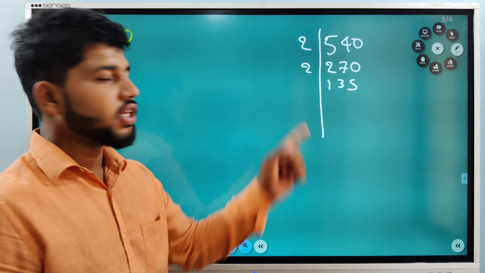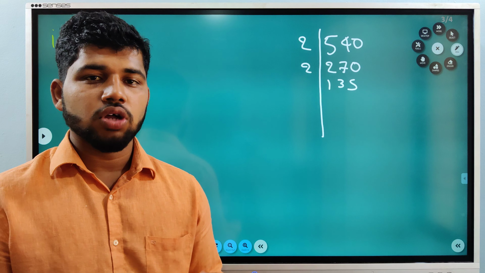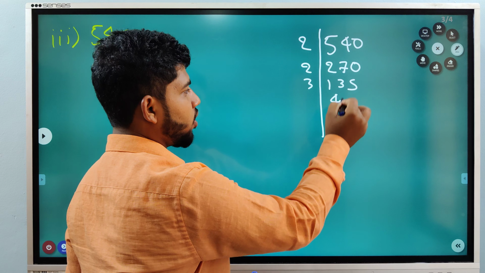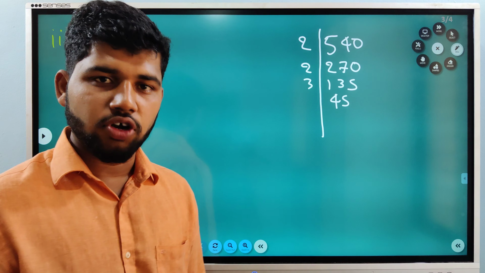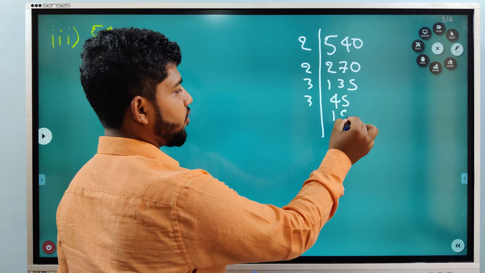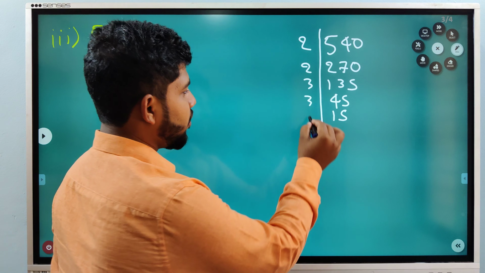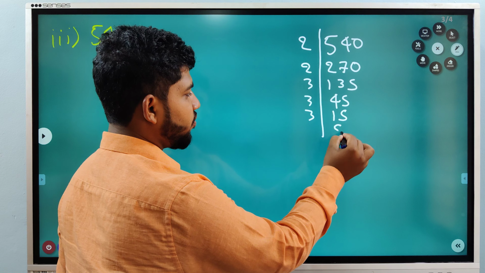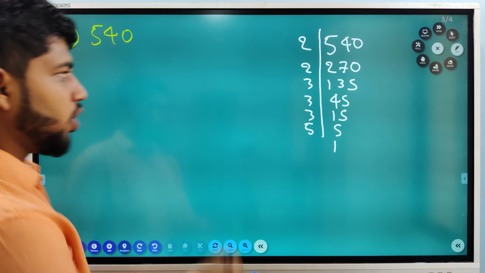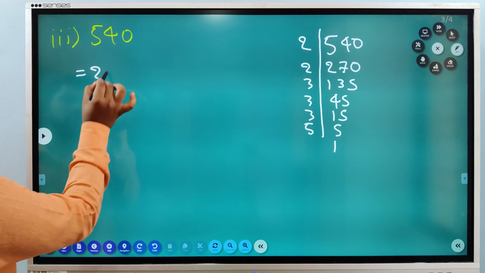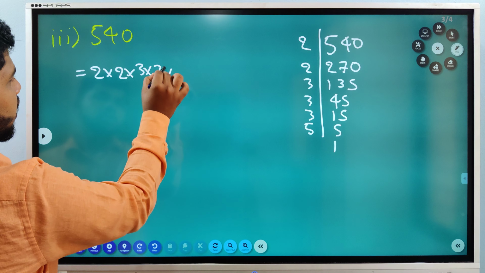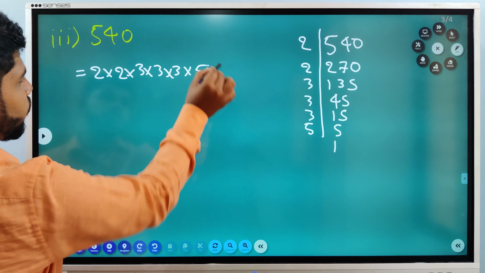And now 135 cannot be divided by 2. Now we are taking the number 3. 3 4 ja 12, 3 5 ja 15. Again 3 1 ja 3 and 3 5 ja 15. Again we are taking the number 3, 3 5 ja 15. The last term is 5 1 ja 5. Now we are taking the numbers here: 2 into 2 into 3 into 3 into 3 into 5.